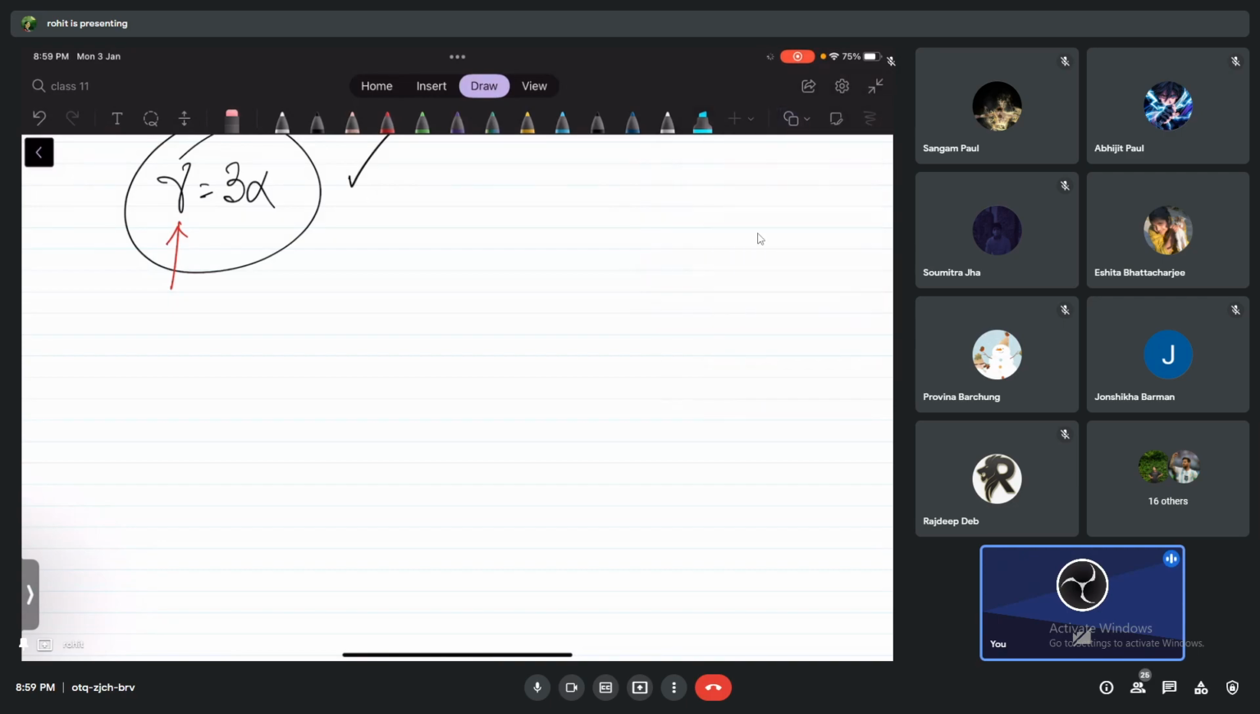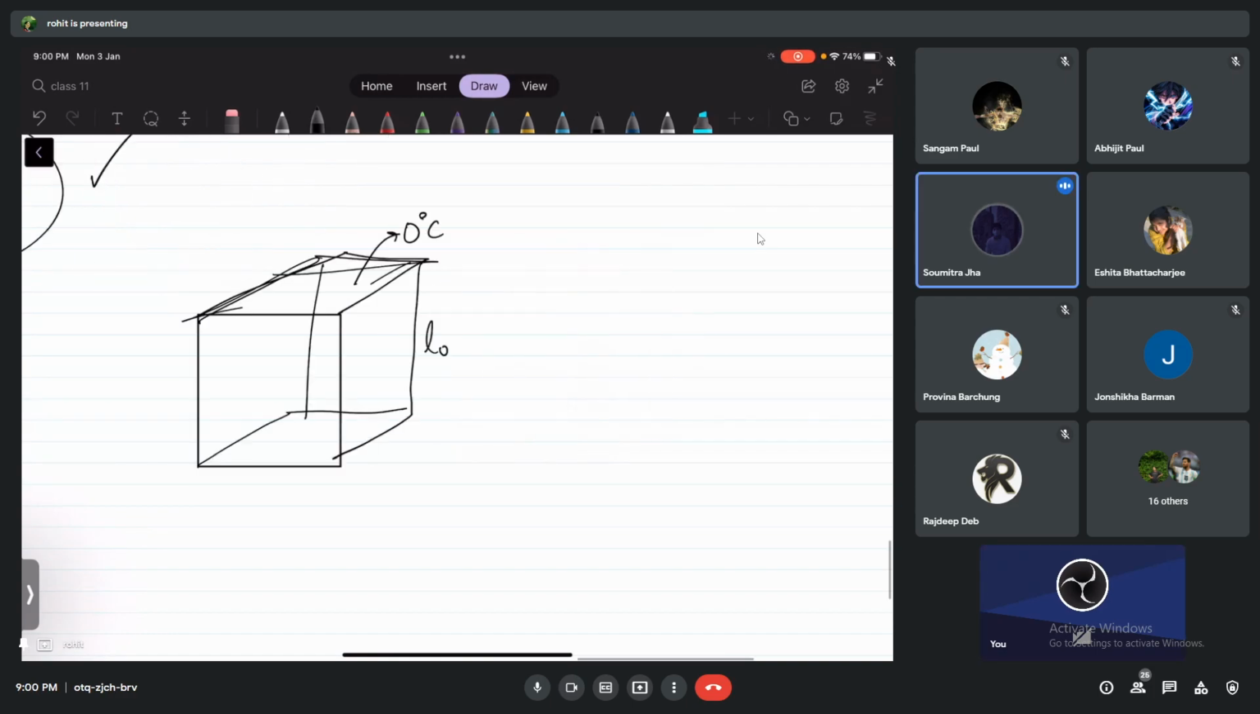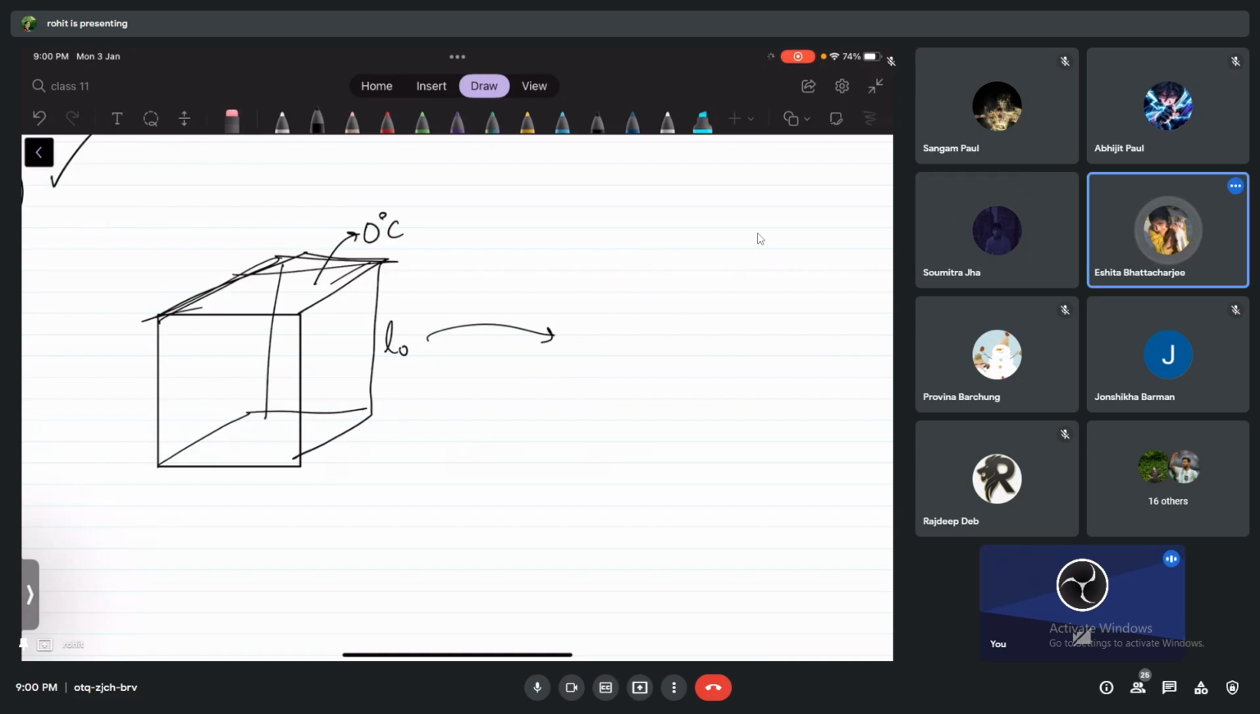So I cannot use a square plate anymore. I'm going to use a cube, and we go with the same logic. What is the length of the cube right now, guys? L0. What is the temperature of the cube right now? 0 degrees Celsius. Now we change the temperature.